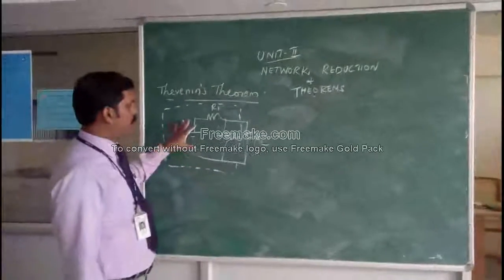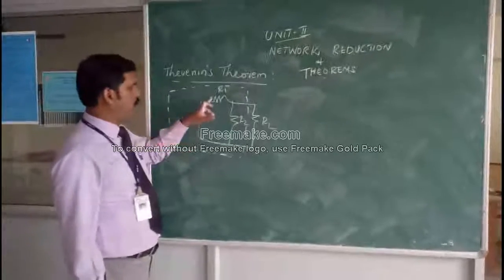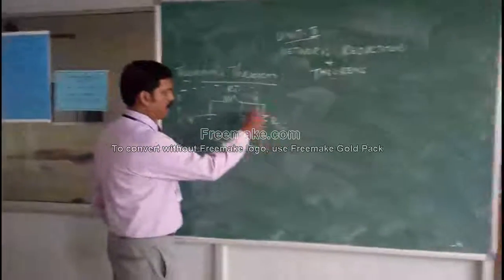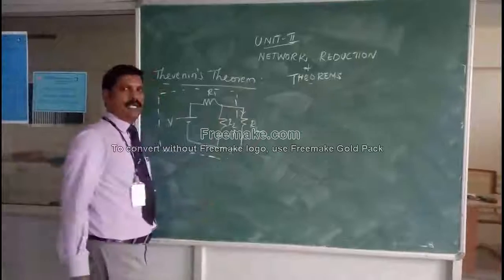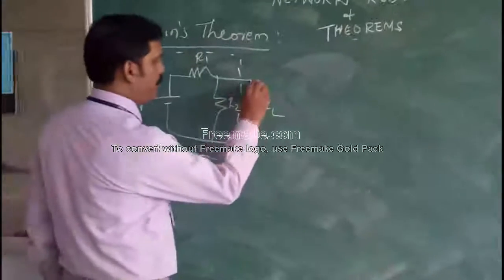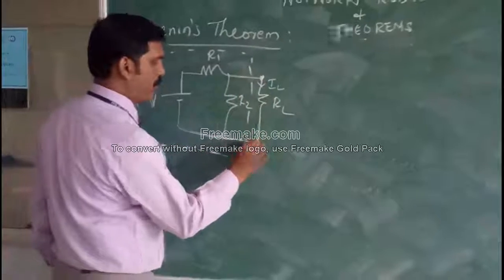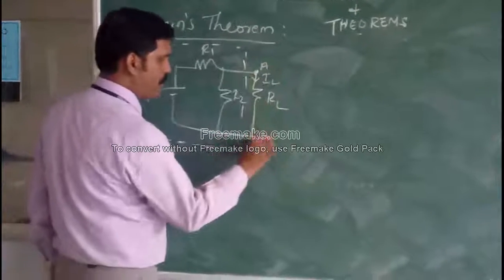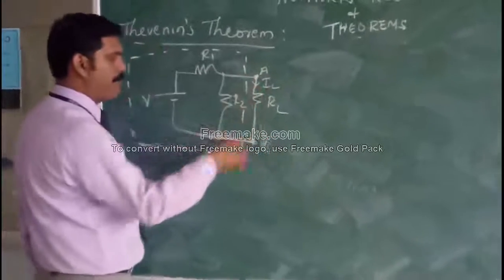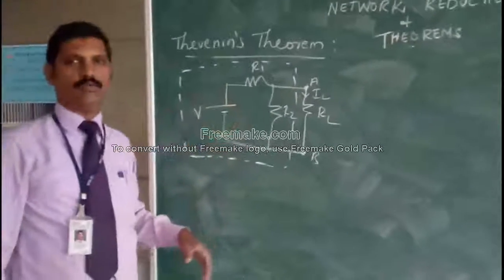I have shown a simple circuit with the voltage source V, two resistors R1 and R2, and load resistance RL. My aim is to find the current flowing through RL. Let it be ideal. Wherever we have a load, we can mark those terminals as A, B. So the current flowing between A and B is our requirement. So how do we apply Thevenin's theorem to this circuit?